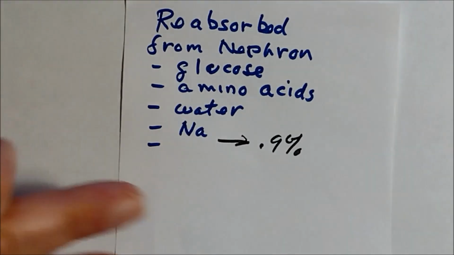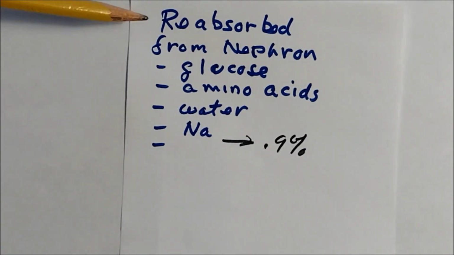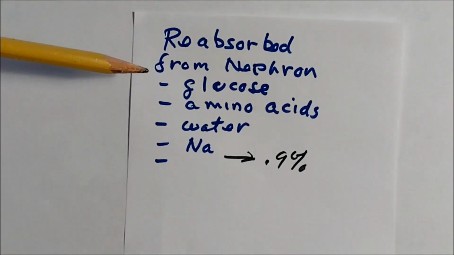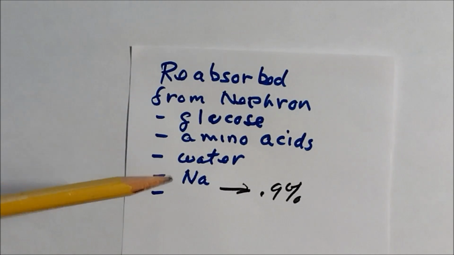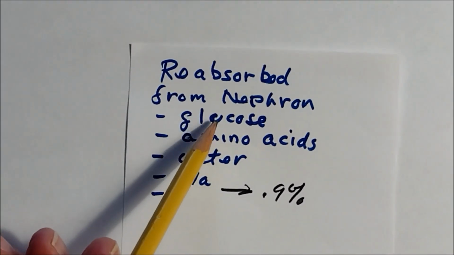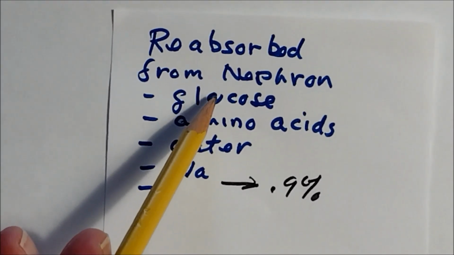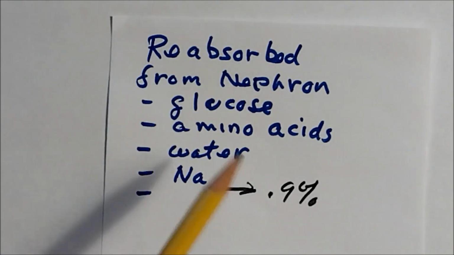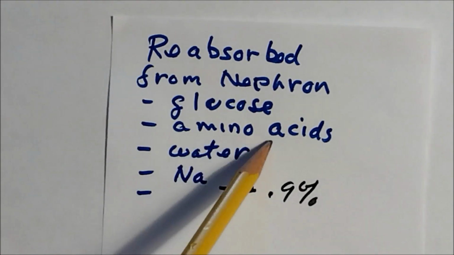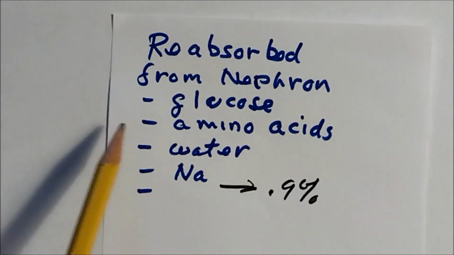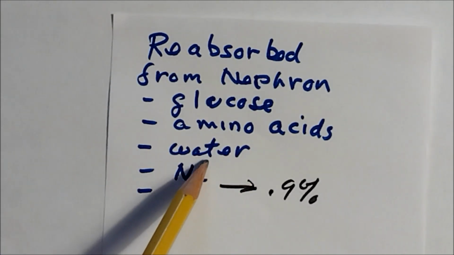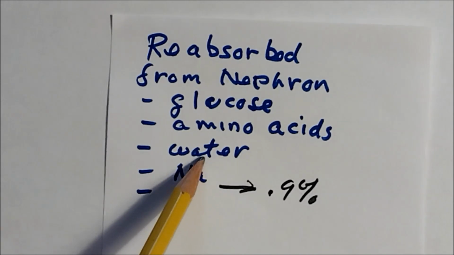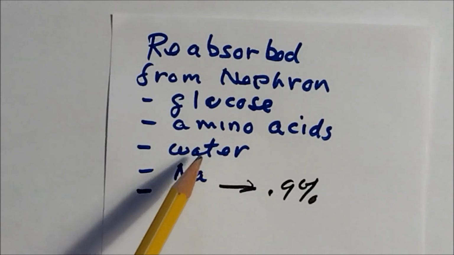These, to remind you, are the things that tend to be reabsorbed by the body in the nephron. Definitely glucose. You do not want sugar to be peed out because you need it for your metabolism. Any amino acids will be reabsorbed back into the bloodstream. Water, it all depends on what's going on with you. Sometimes water is reabsorbed and sometimes it's not. Depends on your level of hydration.